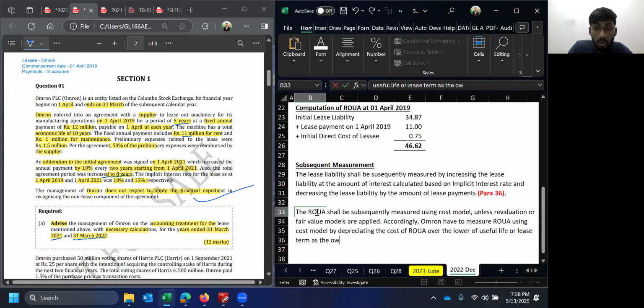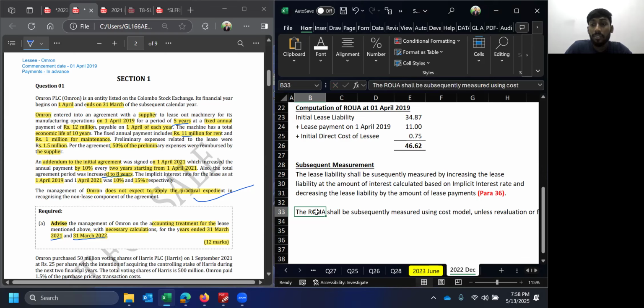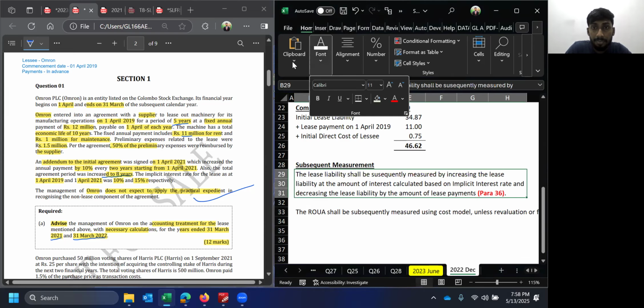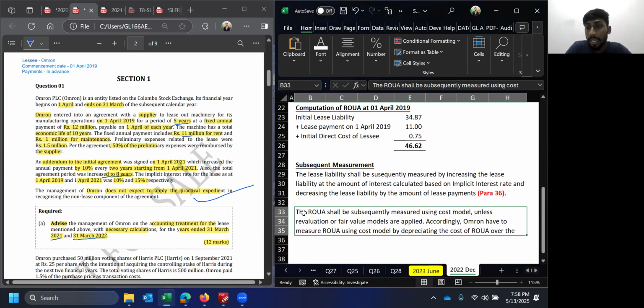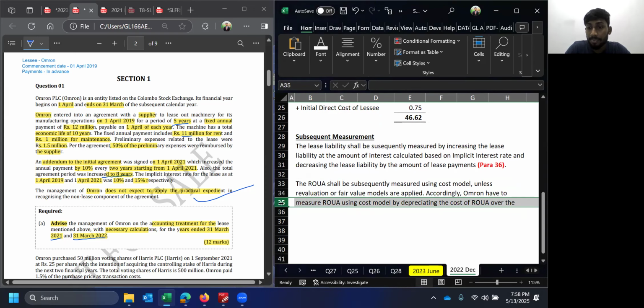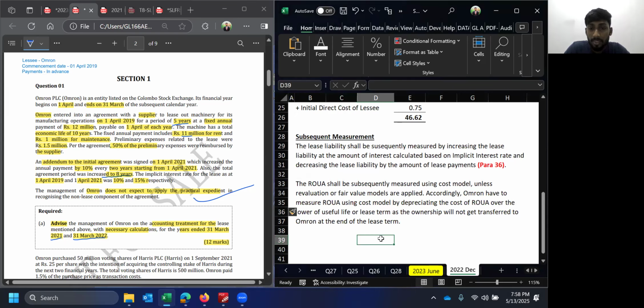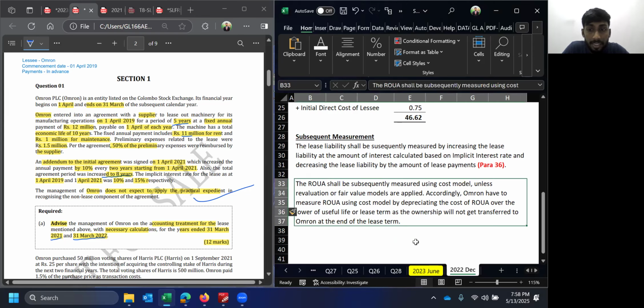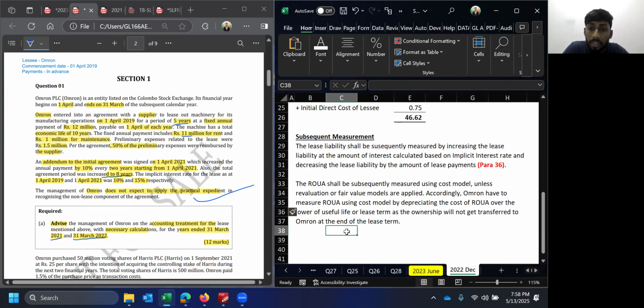as the ownership will not get transferred to Omron at the end of the lease term. It is not transferred, right? It will not get transferred to Omron at the end of the lease term.